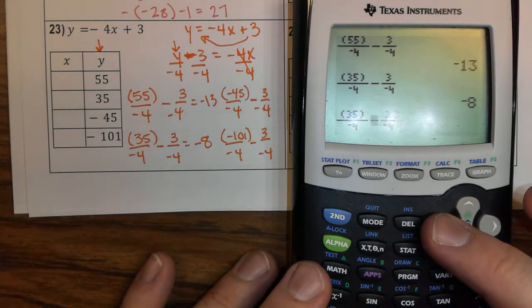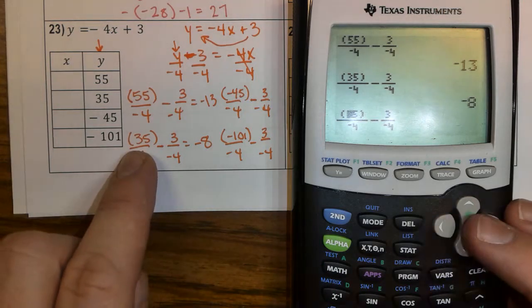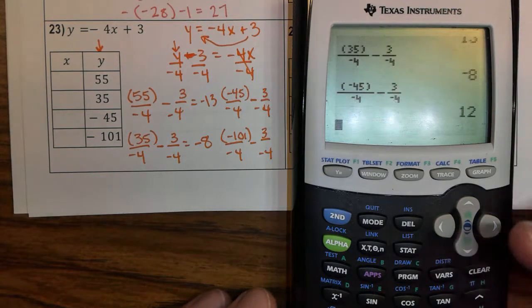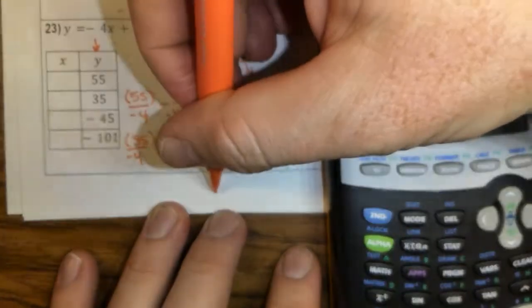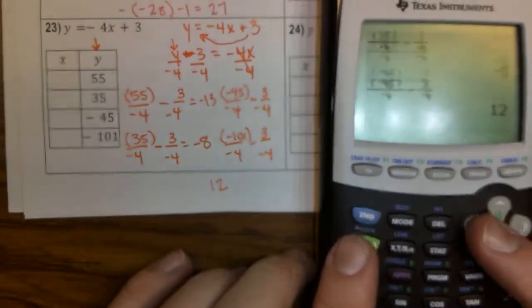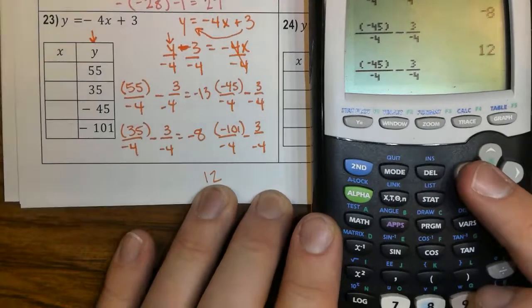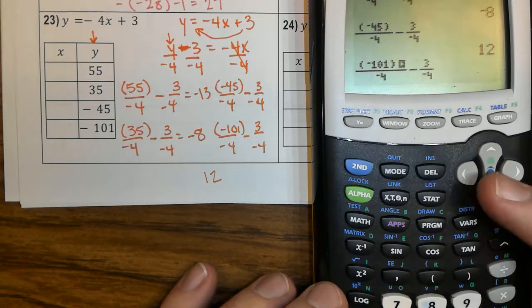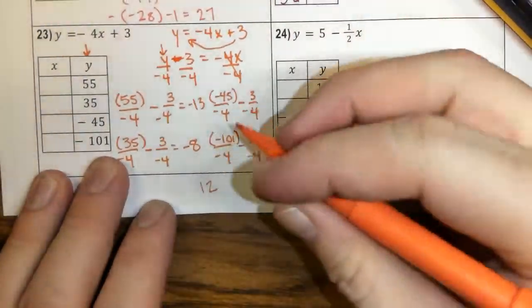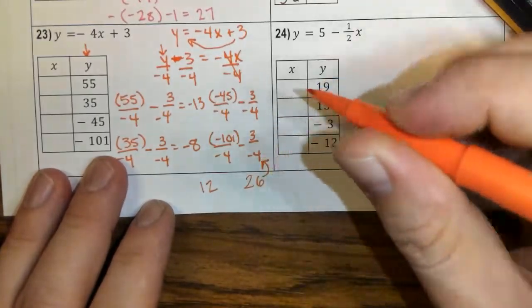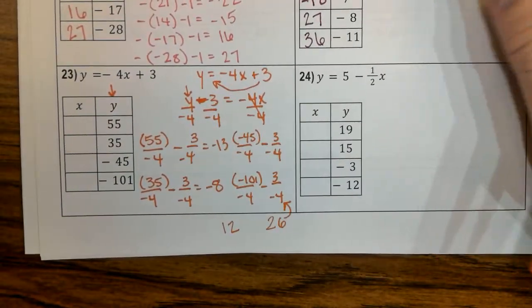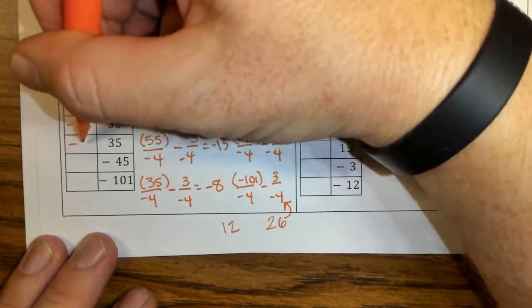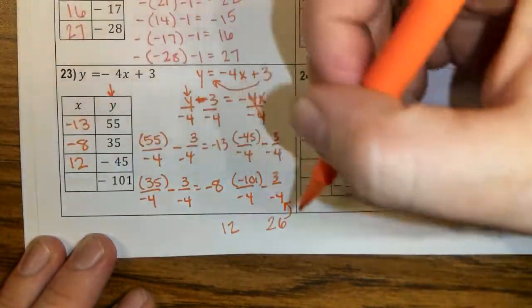Second enter. Now I can go back. I want to change 35 to negative 45. So negative 45. Okay. Enter. 12. Oh my gosh. I'm going to write this down here. And second enter. Okay. Go all the way over. I want to change negative 45 to negative 101. And that's 26. Okay, so I got my 4 numbers. Now I can write them in my table. So I have negative 13, negative 8, 12, and 26.